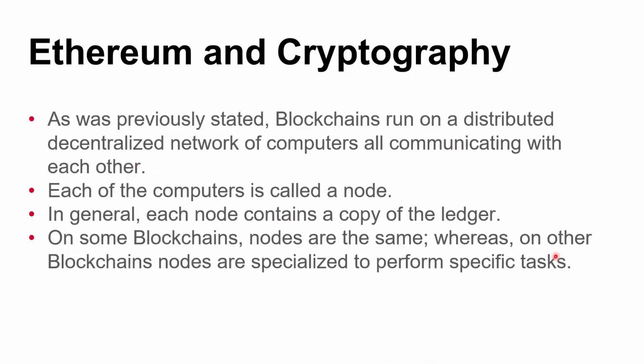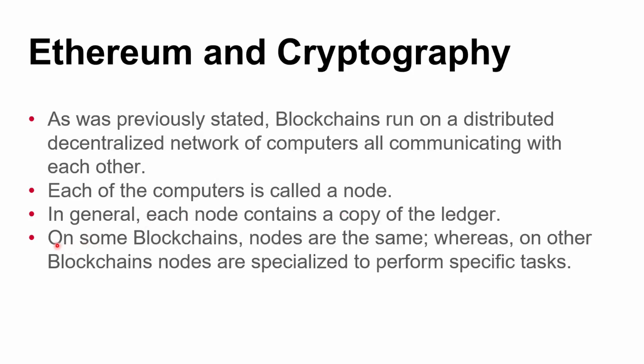As was previously stated, blockchains run on a distributed, decentralized network, and all computers or nodes are communicating with each other. Those computers, those hosts, are called nodes. And in Ethereum, all nodes are equal. They are all peers. There are no specialized nodes on Ethereum. That's not true on all blockchains. On some blockchains, we have specialty nodes.